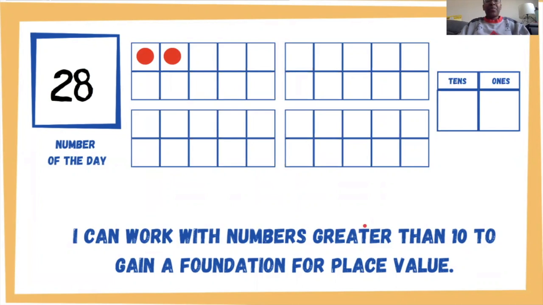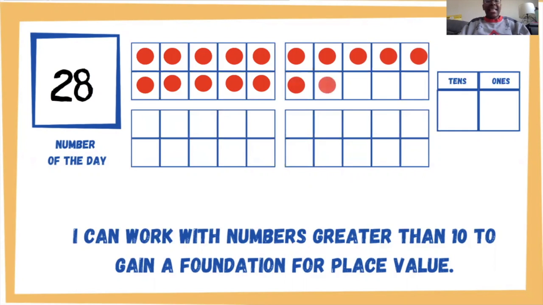1, 2, 3, 4, 5, 6, 7, 8, 9, 10. Did you notice I filled up one frame before going on to the next one? All right, when I start my next frame, what number am I going to start with? That's right, 11, 12, 13, 14, 15, 16, 17, 18, 19, 20. I filled up another frame. What do I need to do now? That's right, move to the next one. 21, 22, 23, 24, 25, 26, 27, 28. Whew, that is tiring.